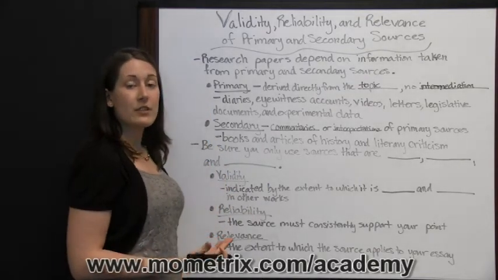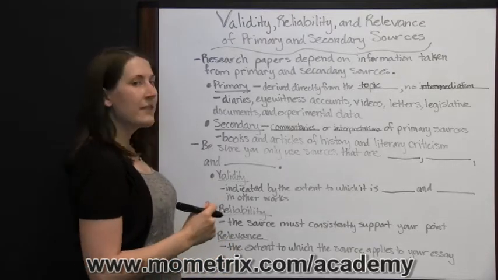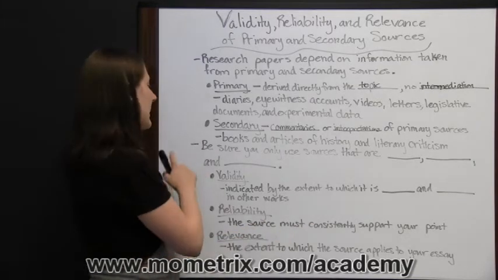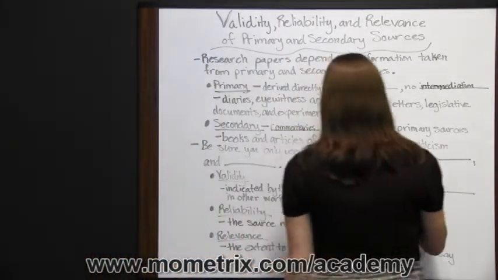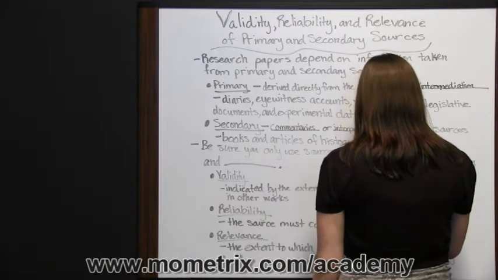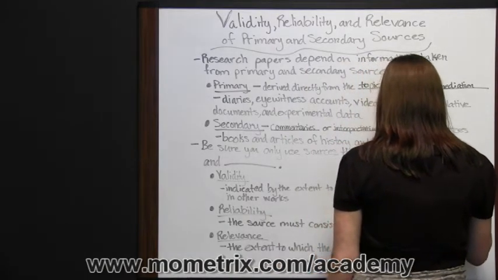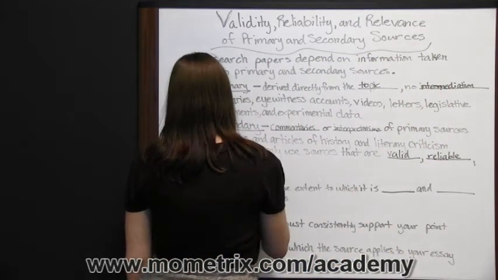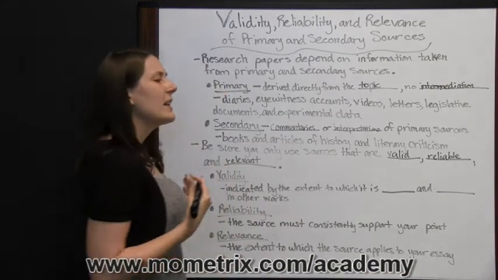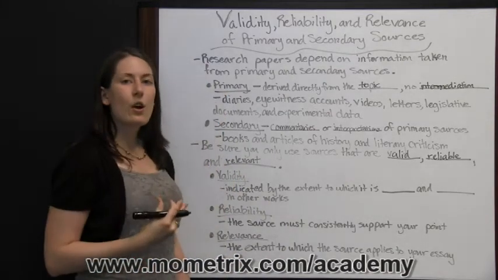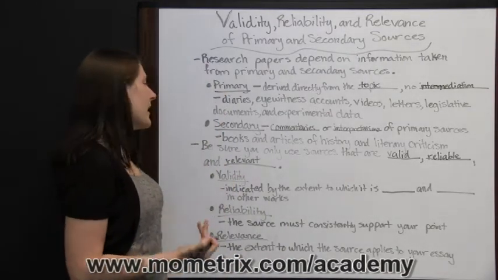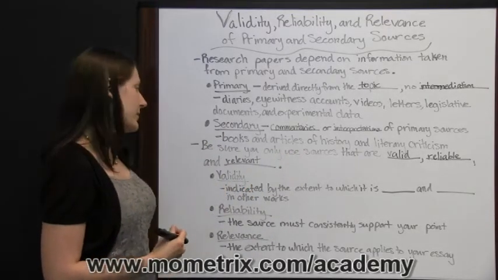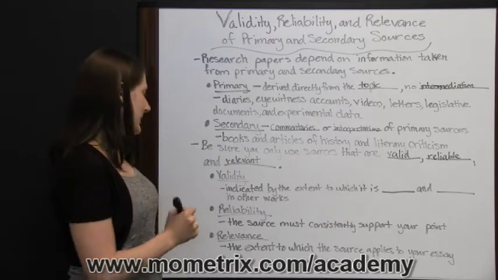And they can still be sources that are good for your research paper, but you have to make sure that they fit these criteria. Your sources need to be valid, reliable, and relevant. You may find an amazing source. You may find a diary that you think is so cool and you want to include it in your paper, but if it's not valid, reliable, and relevant, then you shouldn't use that source. So let's talk about what each one of these means.